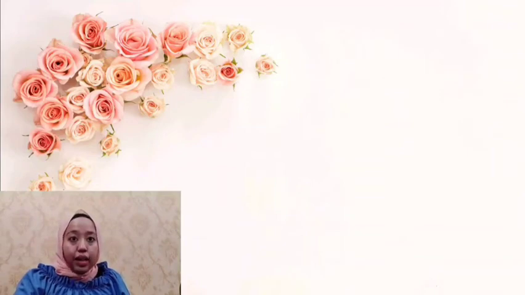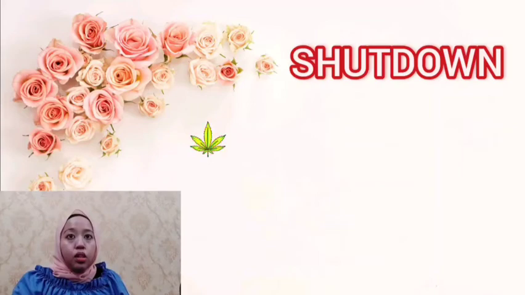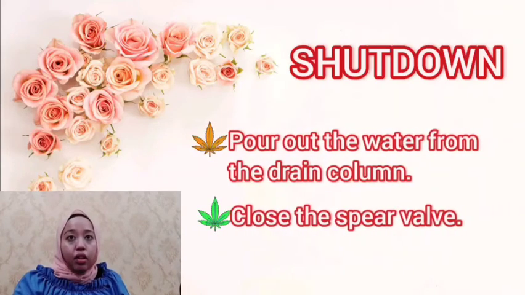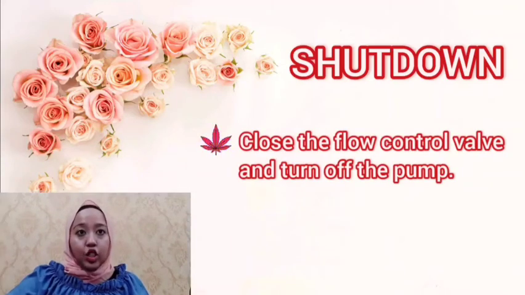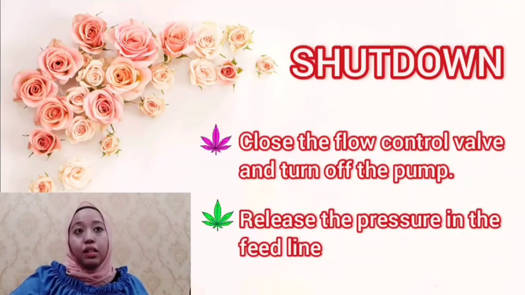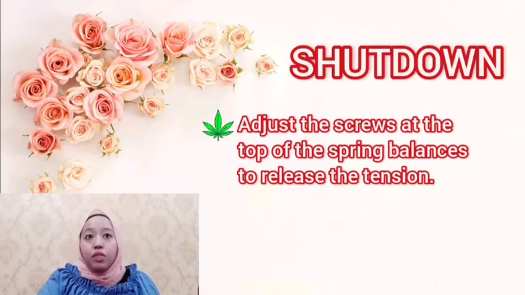Now, I will explain the process of shutting down the machine. Firstly, pull out the water from the drain column, then close the spill valve. After that, close the flow control valve on the hydraulic bench and turn off the pump. Release the pressure in the feed line by briefly opening the spill valve. Don't forget to adjust the screw at the top of the spring balances to release the tension.